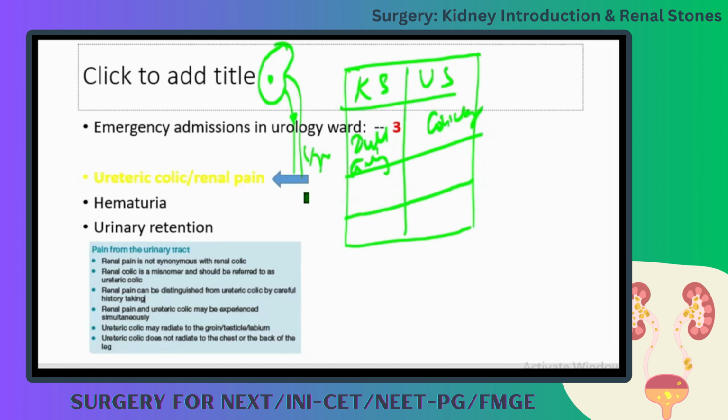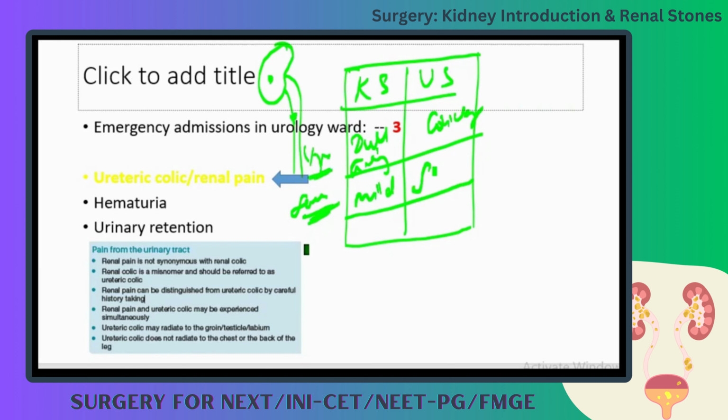Second is severity. Kidney stone pain is mild. It will be constantly present, but it will be very mild. The patient will accept it; the patient can live with it. But with a ureteric stone, it is severe. The patient will complain of severe pain. This is about severity.